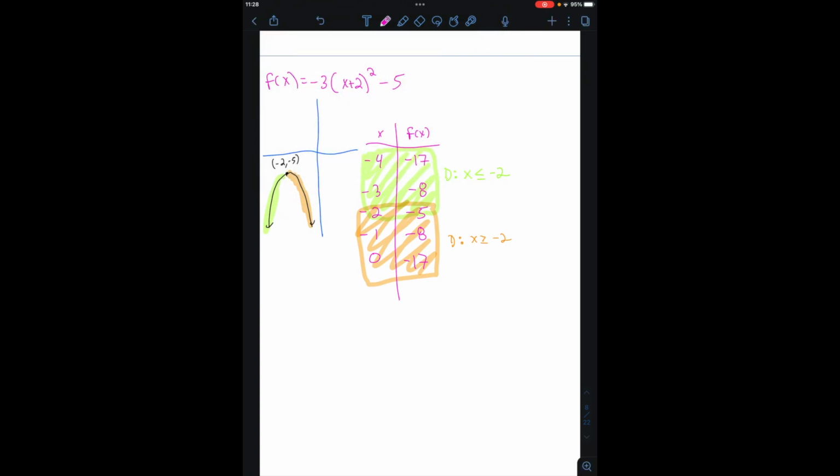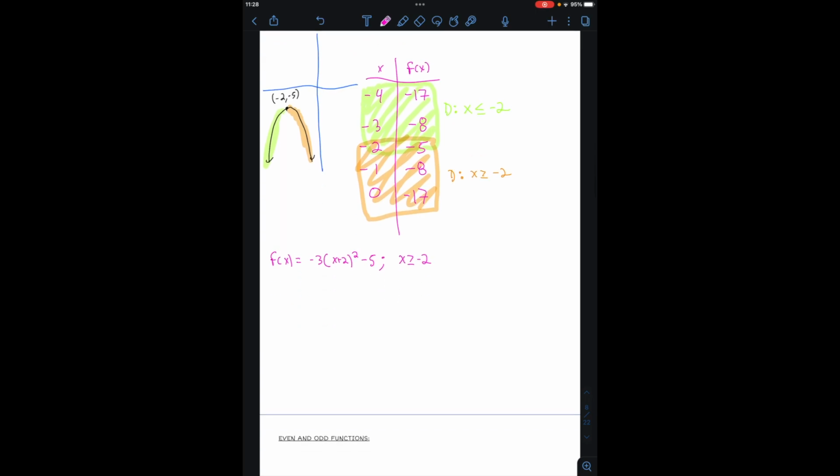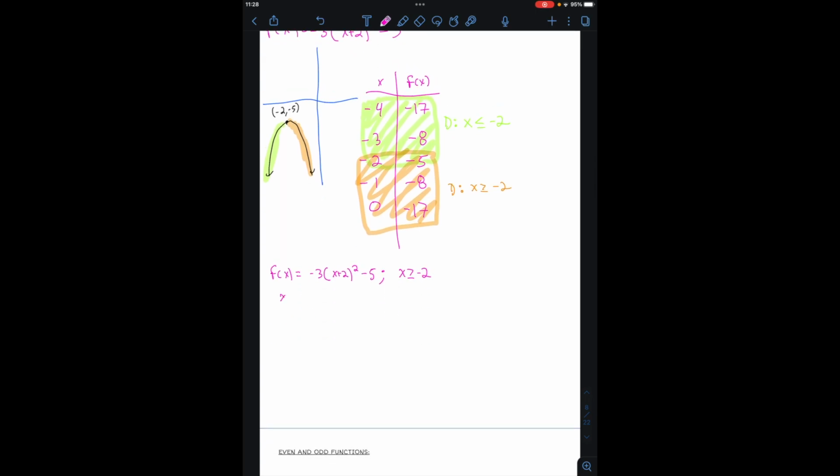If we said we have f of x equals -3(x + 2) squared minus 5, and let's do the positive domain where x is greater than or equal to -2, I'm going to go ahead and solve this. So I'm going to switch x and y. x equals -3(y + 2) squared minus 5. We'll get (x + 5) divided by -3. Okay. And then we'll end up with (y + 2) squared.